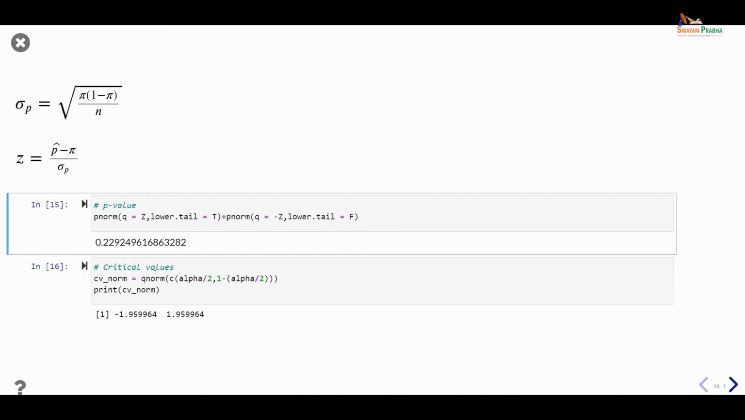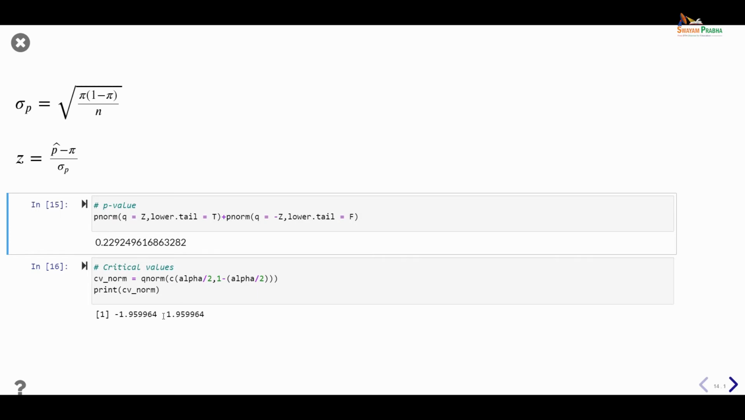And to get your critical values, you are going to be using the function q norm. q norm is used to get the critical values from a standard normal distribution, and you can just give your alpha by 2 and 1 minus alpha by 2, the significance levels. This gets saved under the variable name CB underscore norm, and once you print it, you will see that it's plus or minus 1.959. So these are your critical values.